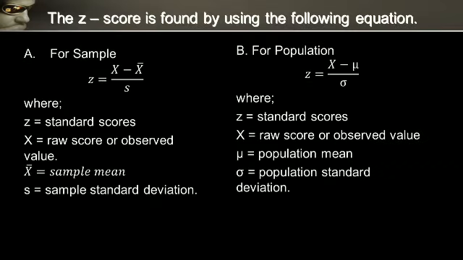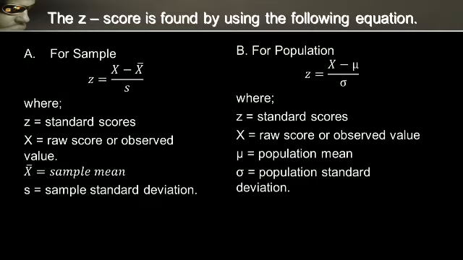Now, ito po yung kanyang mga formula. Una, for sample. Ibig sabihin, ito yung mga piling respondent lang or kumbaga, it is a subset of your population. Ayan, so ang formula niya ay Z is equal to X minus X bar all over s, where the value of Z is standard score, X is the raw score or observed value, and then the X bar is the sample mean, and then the small letter s is the sample standard deviation.